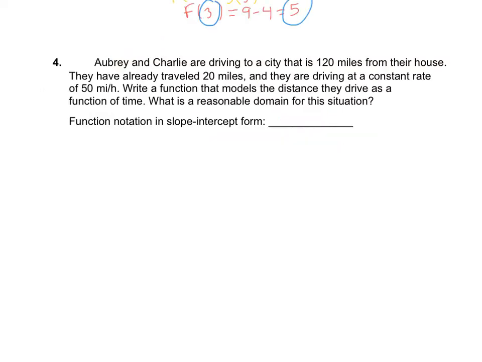So next problem. These people are driving 120 miles from their house. They have already traveled 20 miles. Okay, so we know they've already gone this far. It's a one-time amount. We're not going to attach a variable to it. They're driving at a constant rate.